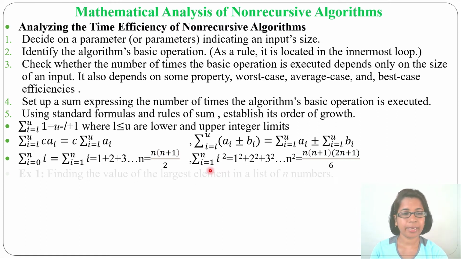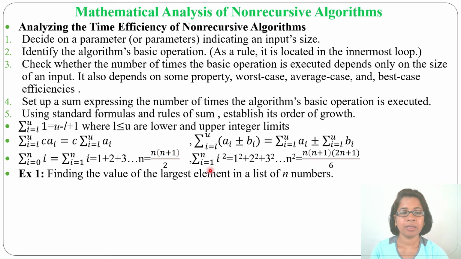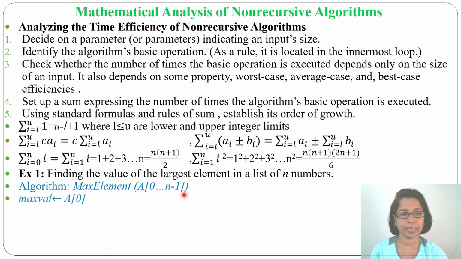Let's discuss one example. First example, finding the value of the largest element in a list of n numbers. One array is given having n numbers. We need to find the maximum element from that array. Algorithm MaxElement A[0 to n minus 1]. These are the indices of the array. It ranges from 0 to n minus 1, having n elements.